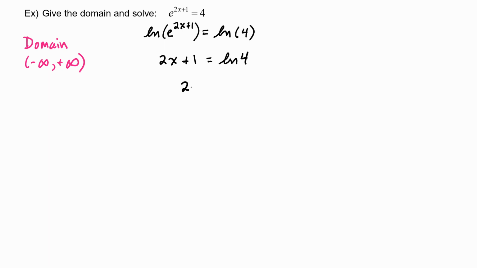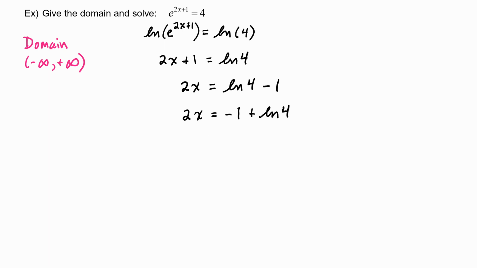We subtract 1 from both sides and get 2x is equal to the natural log of 4 minus 1. Now, you have to be careful when you write it this way. This is correct, but many students will make the error of accidentally thinking that this simplifies to become the natural log of 3. So I suggest that you turn it around and write it as negative 1 plus natural log of 4 on that right-hand side. And of course, the left-hand side is still 2x.